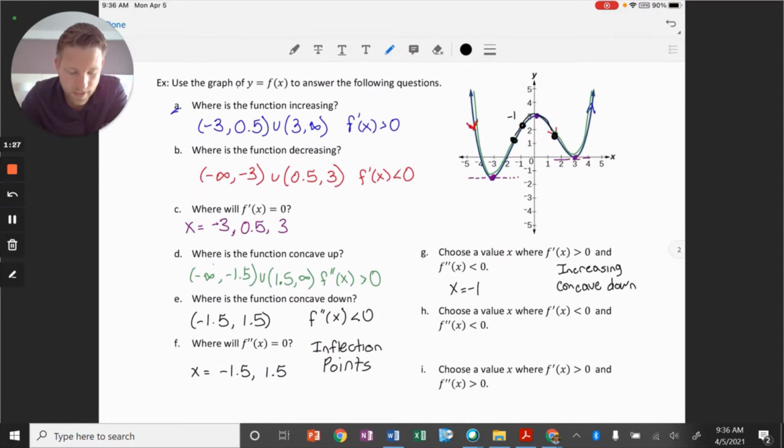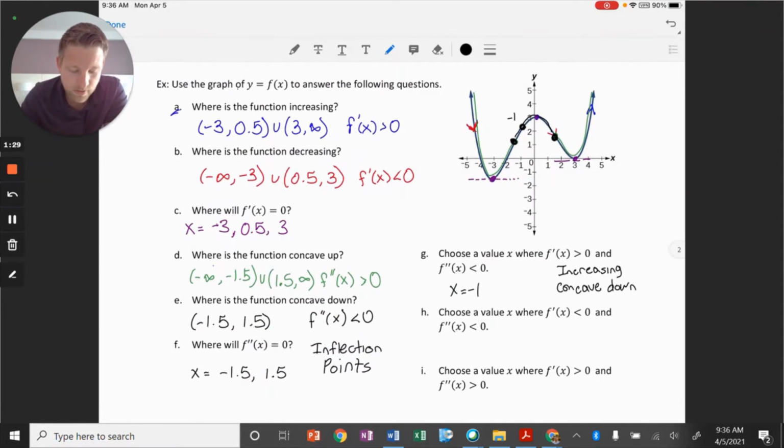Taking a look at question H, we want to choose a value x where f prime of x is less than 0 and f double prime is less than 0. So this would mean that we are a decreasing function. We're decreasing and concave down. So we want both of those two things to be true.